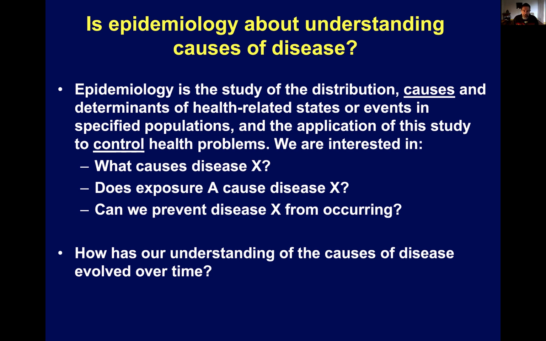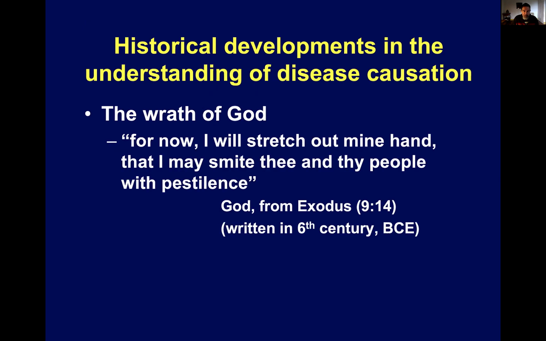So this is what defines the field of epidemiology today, but how has our understanding of the causes of disease evolved over time, particularly before the advent of the field of epidemiology? Well, we can look at what we've learned about the causes of disease over the centuries, or how at least the cause of disease was understood in different times. So one common theme is that disease and death were brought about by the wrath of God. And here's a quote from the Bible that says, "For now I will stretch out mine hand, that I might smite thee and thy people with pestilence," from Exodus.